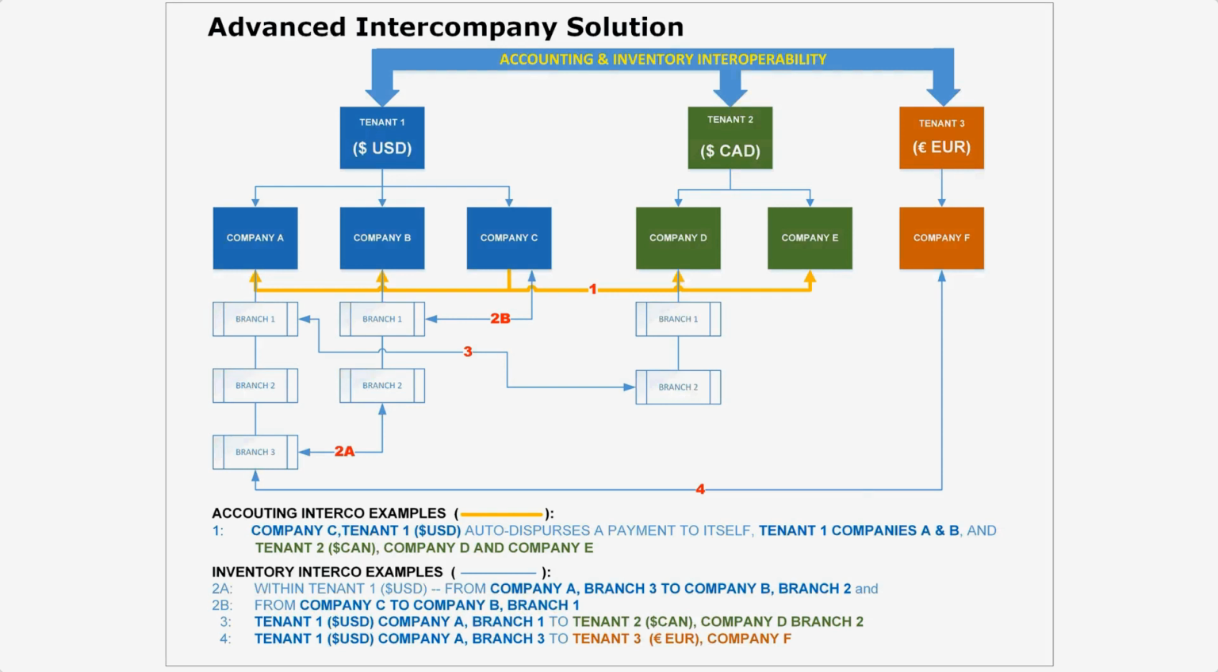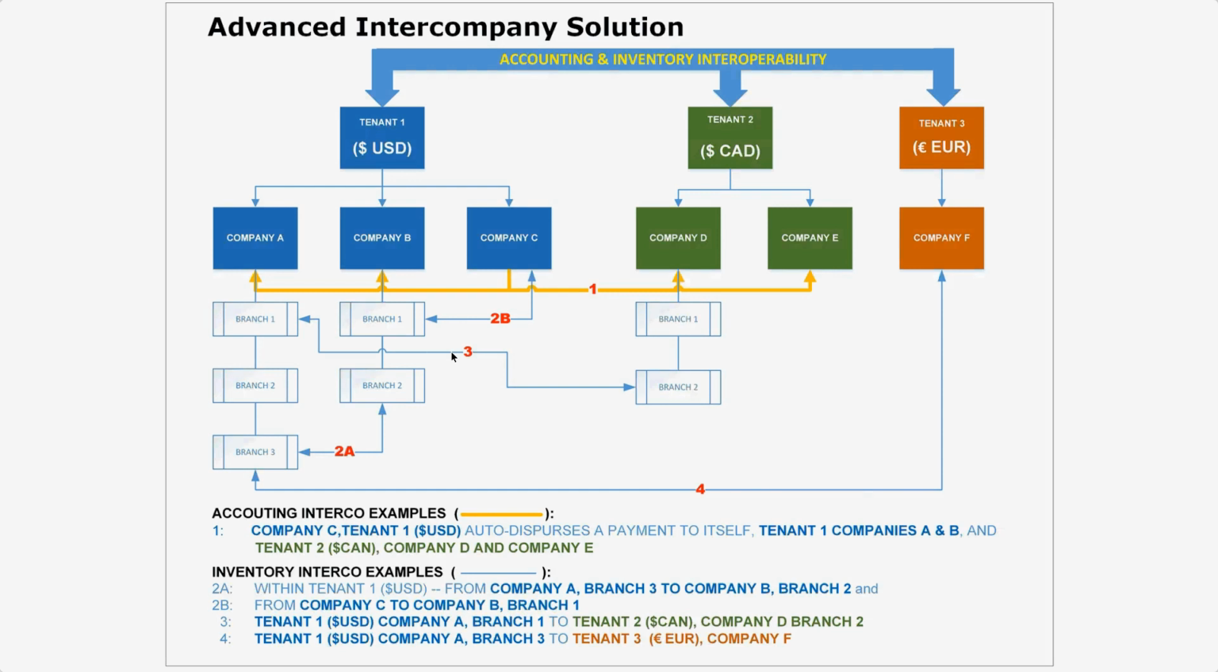In this view, we have three tenants on different currencies. Each tenant provisions various combinations of companies and branches. The intercompany module supports all their operations as depicted in examples numbered 1 through 4 at the bottom of the visual. As pictured, blue is the U.S. tenant with three companies and their branches. Green represents a tenant on Canadian-based currency. And orange is a Euro-based tenant with one company only.